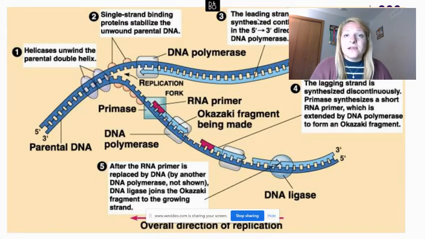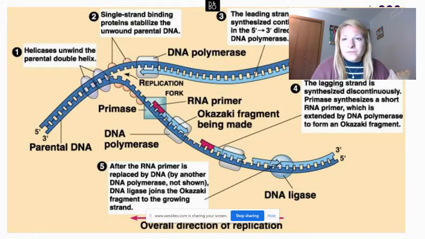Then number 3, the leading strand. Remember, the one that's copied continuously is up top here. You can see the DNA polymerase is just going through and copying everything. So it's called synthesized, or made, continuously in the 5' to 3' direction. That's just how the DNA is lined up. So if you take IB Bio, you'll need to know that. But it is synthesized, or created, by DNA polymerase.